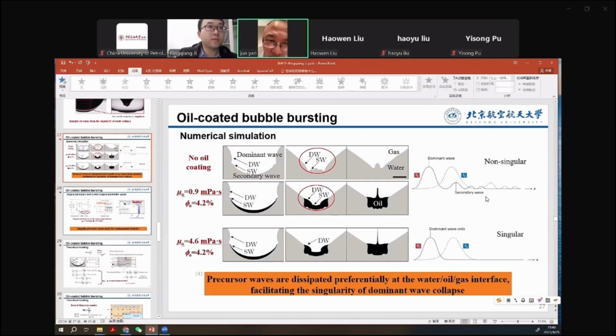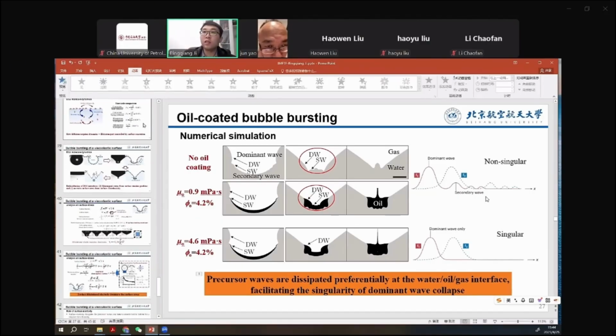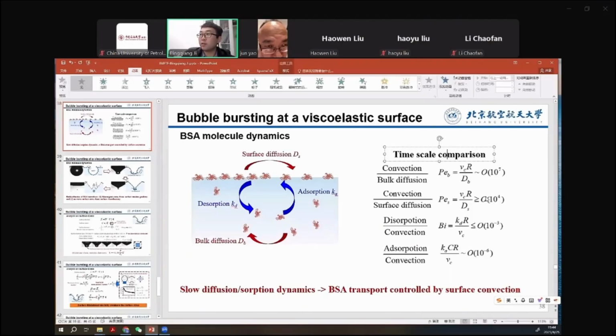Okay, and I also consider you using molecular methods to simulate the bubble's shape in your later presentations. Yeah, no, we didn't conduct molecular simulation, but this is a very good suggestion. Want to know the spreading of the precursor film of the oil, or transport of surfactant molecules. But we didn't do molecular simulation. We just evaluate the time scale. Oh, time scale. Okay.